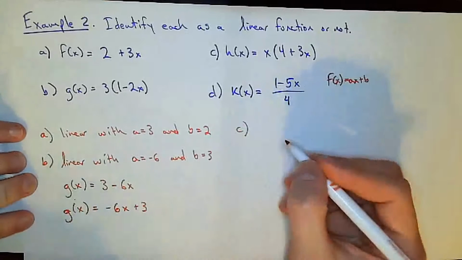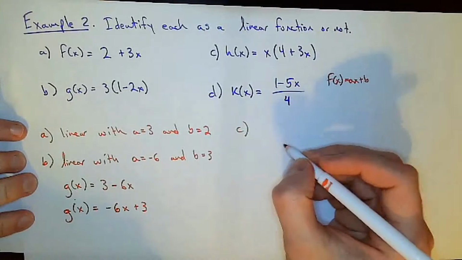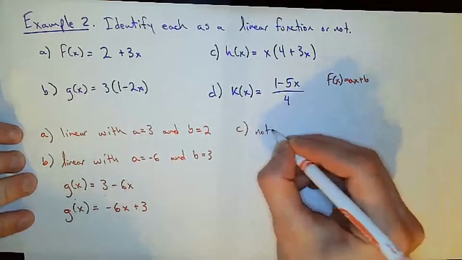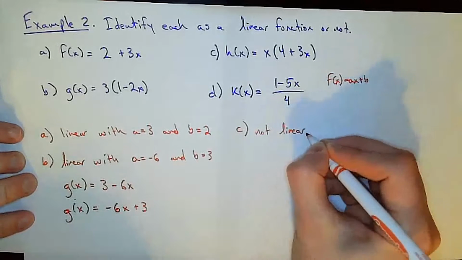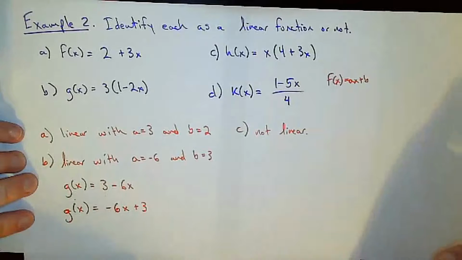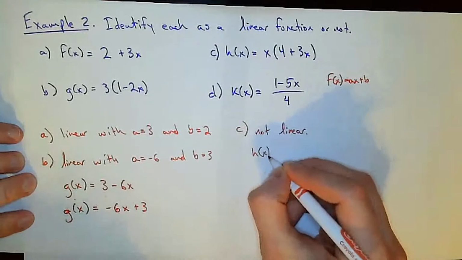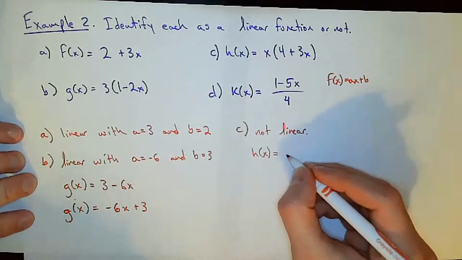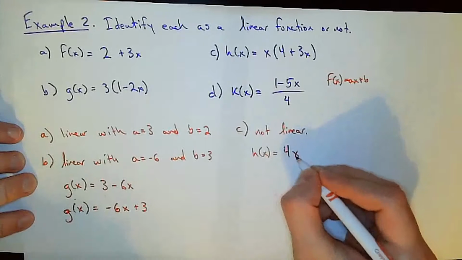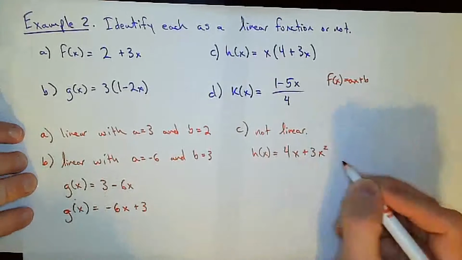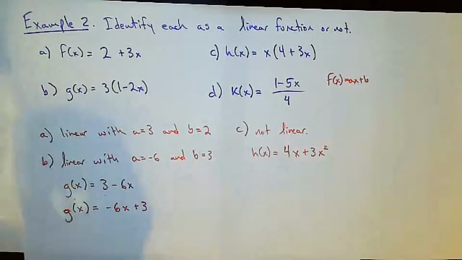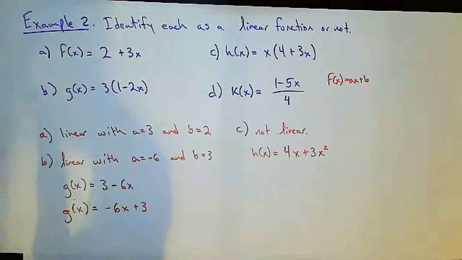Okay, let's look at part C. H of x is not linear. It's the only one that's not linear. Why do I say that? Well, it's actually quadratic because if I multiply that x through, I get 4x plus 3x squared. That's not linear.